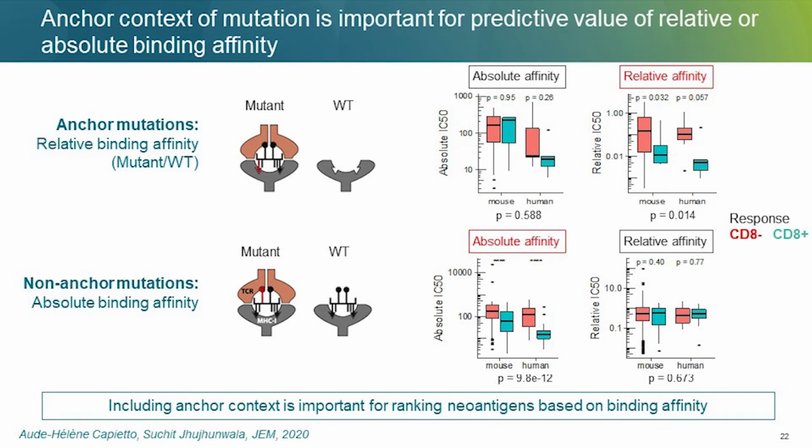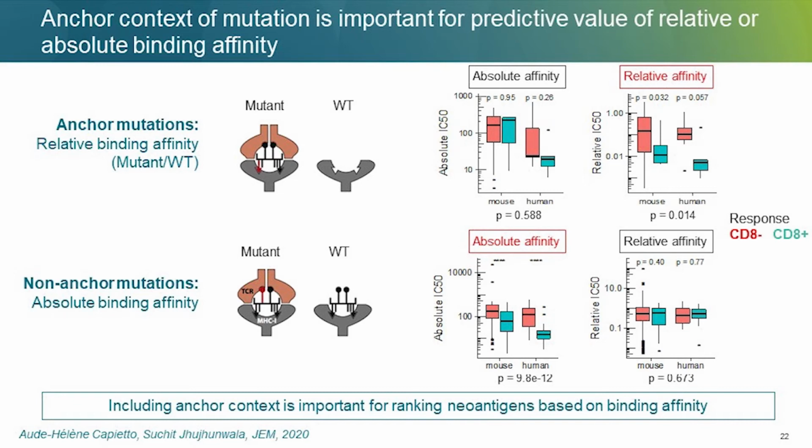So you can see on the upper right that we can distinguish, for human and mouse peptides, that when we look at relative affinity, we can better predict which peptides are immunogenic. If we are looking at absolute affinity, there is no difference between the immunogenic and the non-immunogenic peptides.